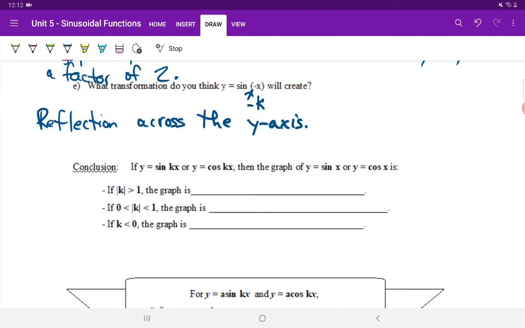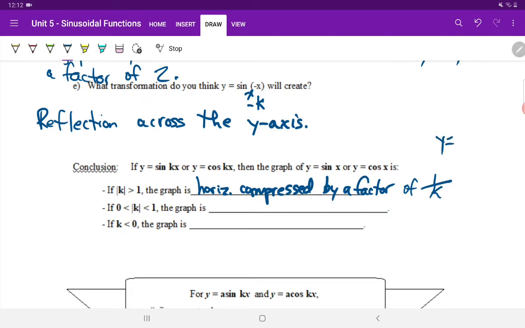So let's summarize. If the absolute value of k is greater than 1, the graph is horizontally compressed by a factor not of exactly the k value you see, but the reciprocal of k. So let's say the number was 3. So y equals cos of 3 times x. What's actually happening is a compression of 1/3. So by a factor of 1 over k. So whatever your k is, you take the reciprocal of it. That's essentially what's happening here.